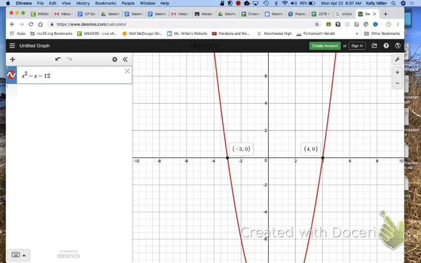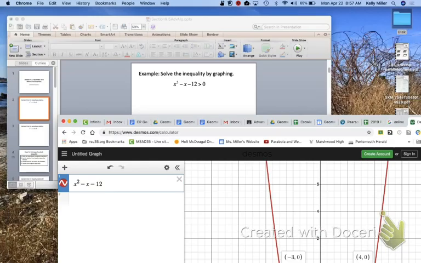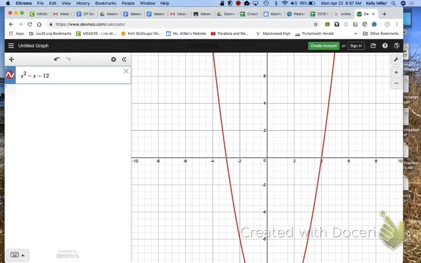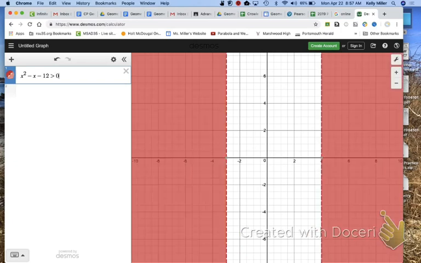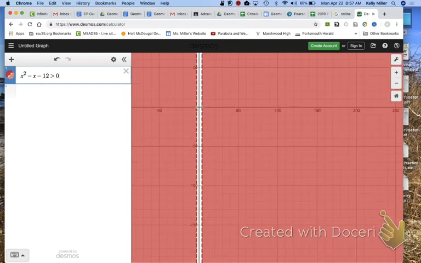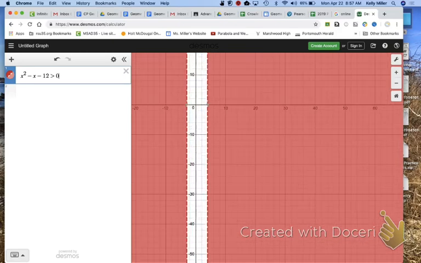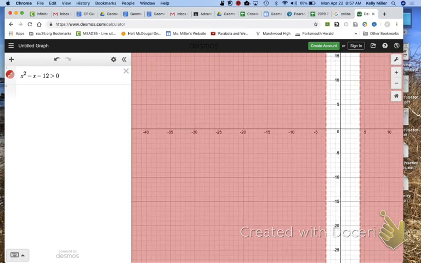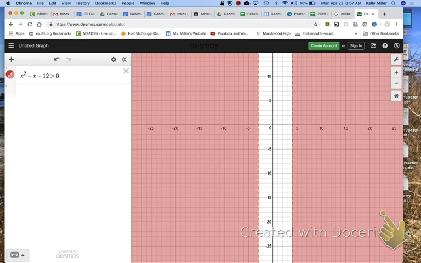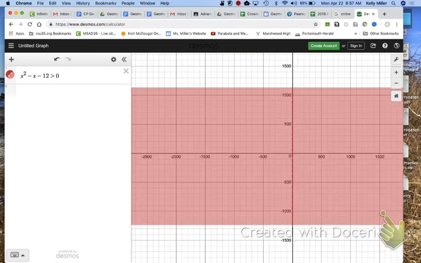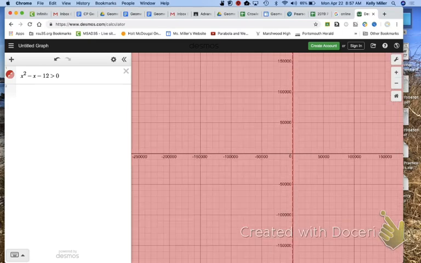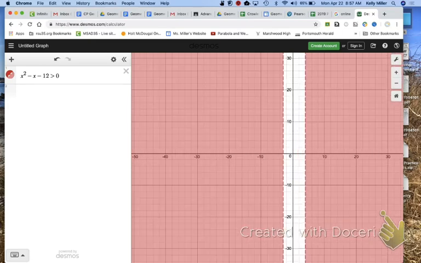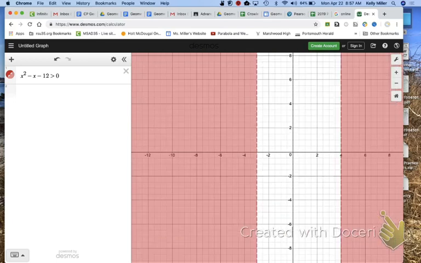Do I have a greater than or less than in that example? You had a greater than. Okay, so now if I turn this into greater than 0, what just happened? Where is the shading happening? On the outside. I can't zoom out because my vertex is way down there, so we'll just stay here. My shading is occurring to everything to the left of negative 3 and to the right of 4.